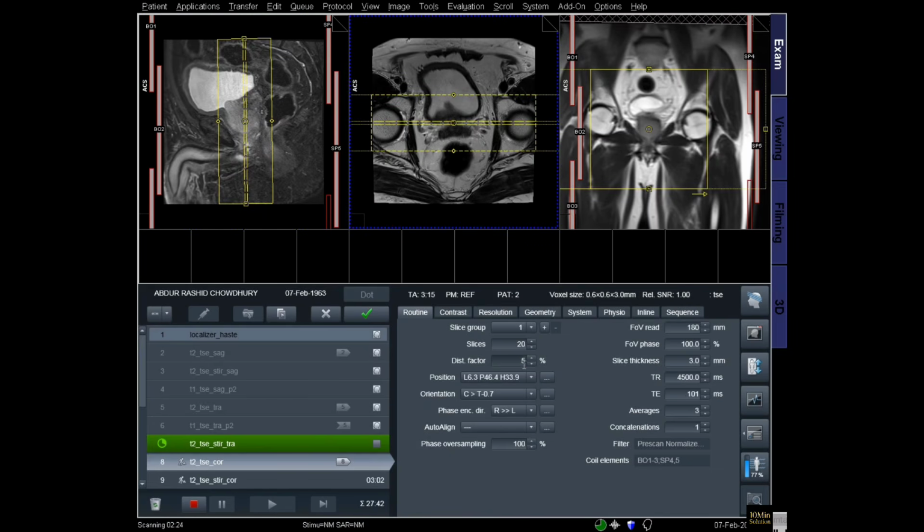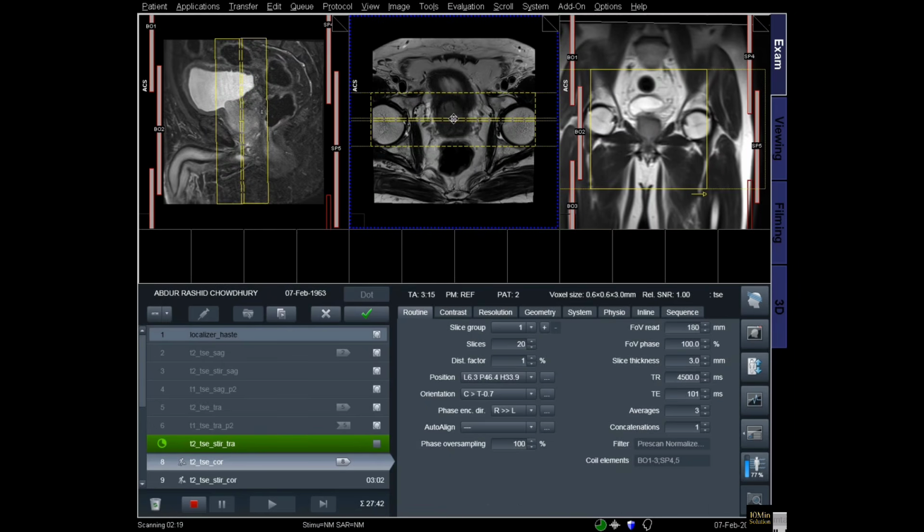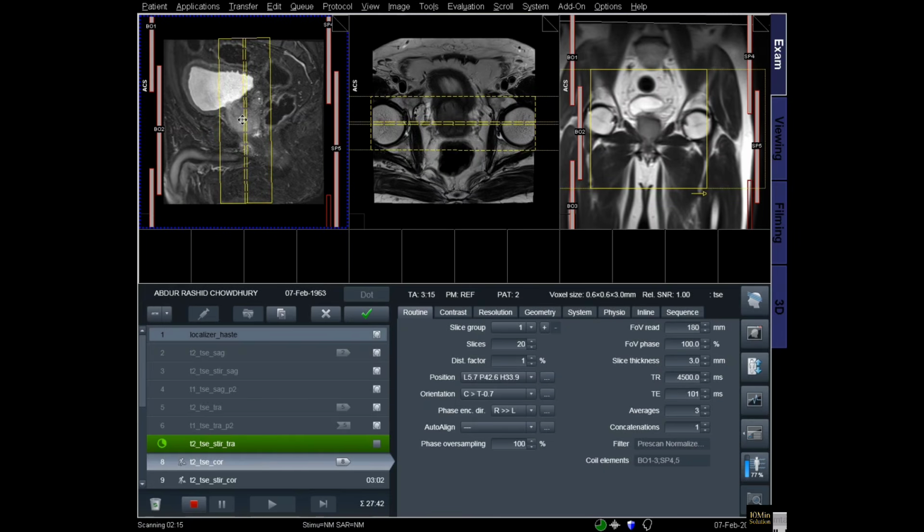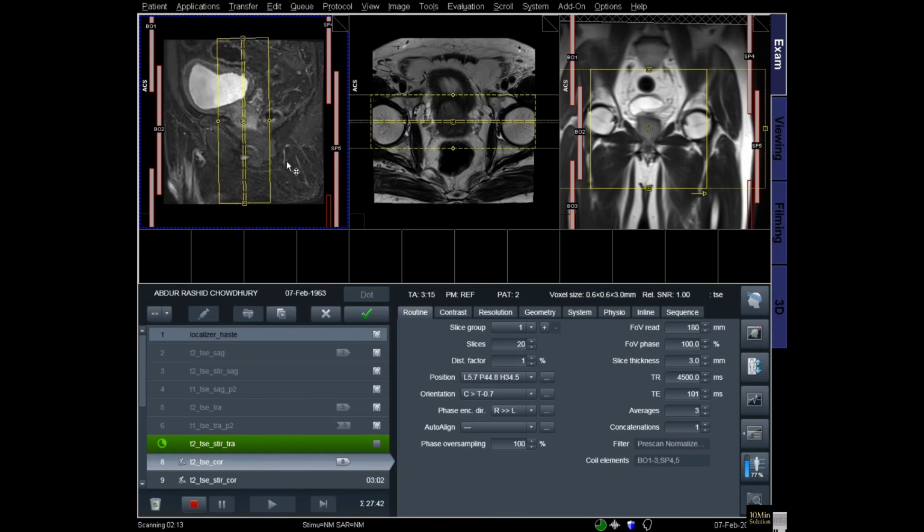Coronal planning. The coronal T2 weighted sequence is planned parallel to the long axis of the prostate. Coronal images are useful to evaluate seminal vesicle invasion, prostate symmetry, pelvic anatomy. This plane also helps assess the relationship between the prostate gland and surrounding pelvic structures.